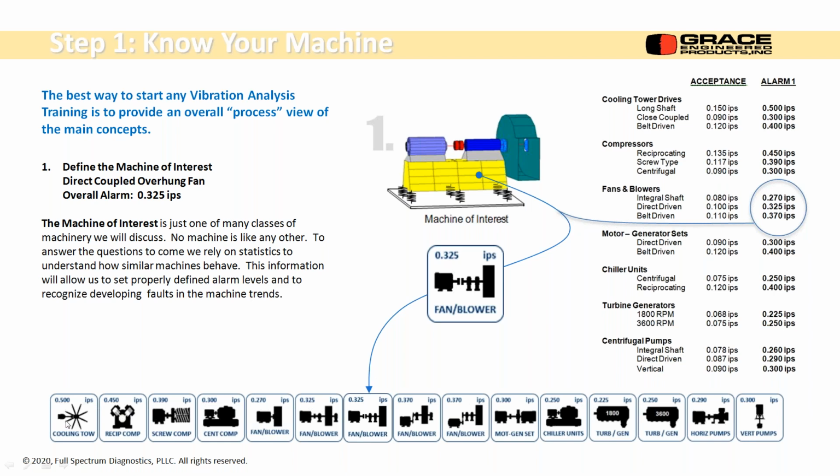We have some graphics here: cooling towers, 3 different kinds of compressors, 5 different kinds of fans or blowers, motor generator sets, chillers, turbine generators, horizontal pumps, and vertical pumps. We get a good idea of what our machine is and what its alarm criteria is. In this case, the little icon is telling me 0.325. So I have a direct driven overhung fan, 0.325 inches per second, which is a velocity level, and it gets us in the right form for setting up our database.